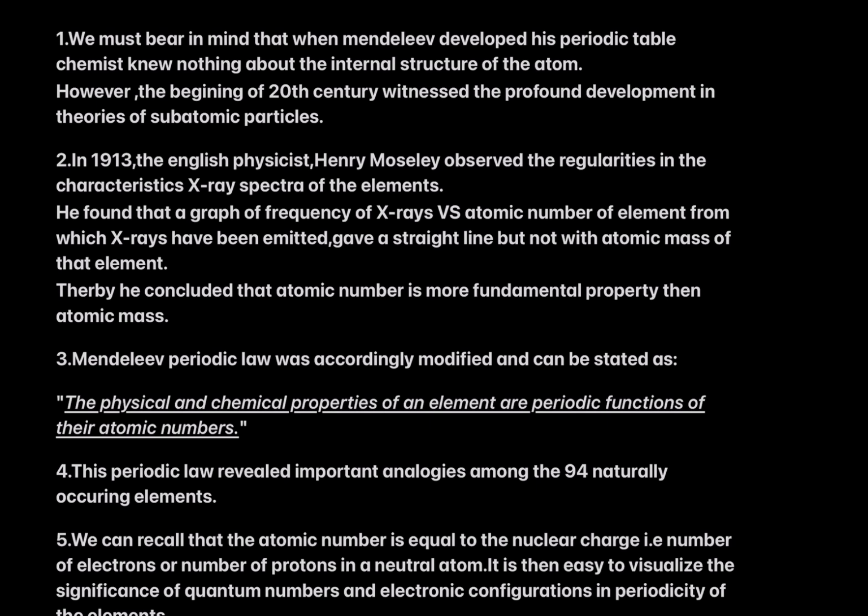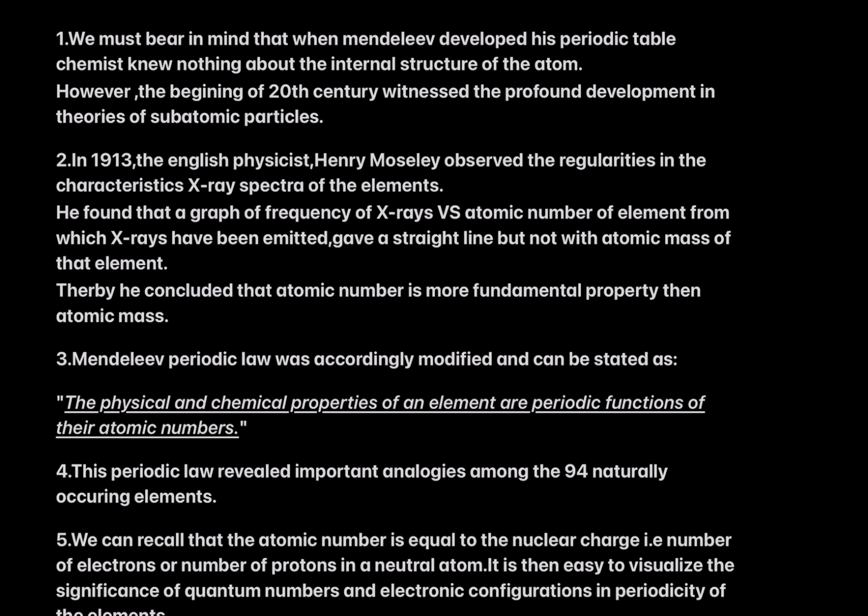Now let's come to the second point. In 1913, the English physicist Henry Moseley observed regularities in the characteristic X-ray spectra of the elements. He found that a graph of frequencies of X-rays versus atomic number of the elements from which the X-rays have been emitted was a straight line, but not with the atomic mass of that element. Thereby, he concluded that atomic number is a more fundamental property than atomic mass, because the graph was a straight line with the atomic number but not with the atomic mass.